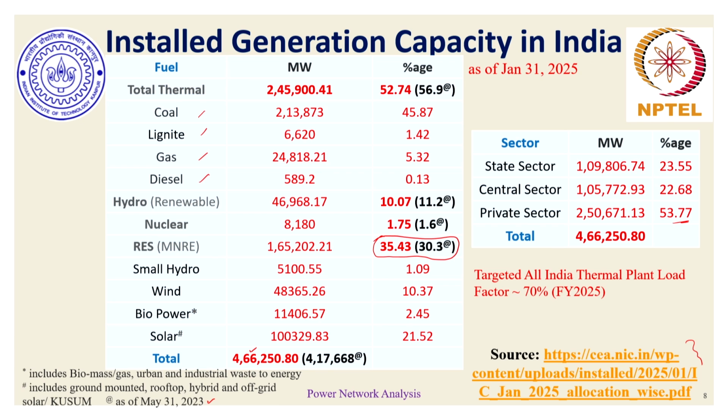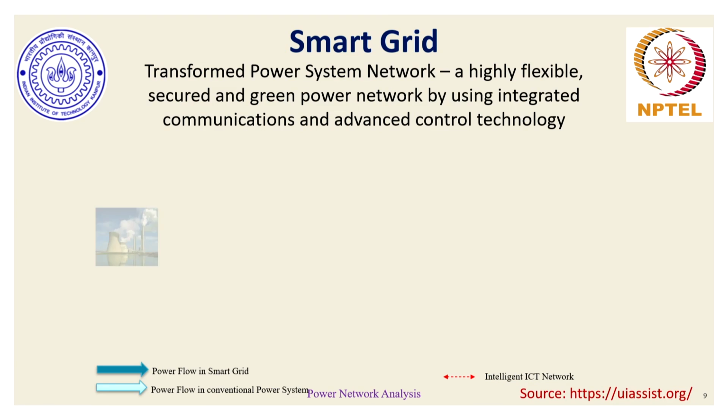The targeted thermal plant load factor for 2025 as set by CEA is 70%. And ideally speaking, if this plant load factor reaches 100%, that would be the best possible situation for the entire power network. What is this plant load factor? We will talk about it in the next few slides to come.